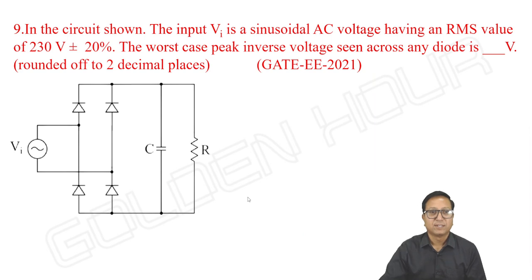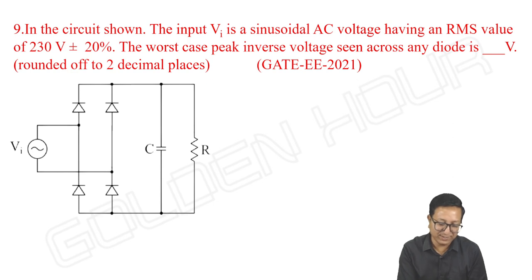Next, in the circuit shown, the input Vi is a sinusoidal AC voltage having an RMS value of 230 volts plus or minus 20%. The worst case peak inverse voltage seen across any diode is, rounded up to 2 decimal places. So what about your secondary voltage? It is an RMS value, no? So two things we can take. One possible value is Vs or V secondary maximum or Vm maximum.